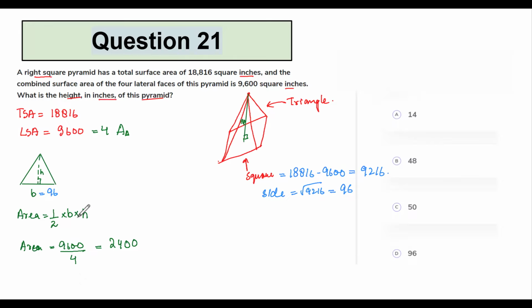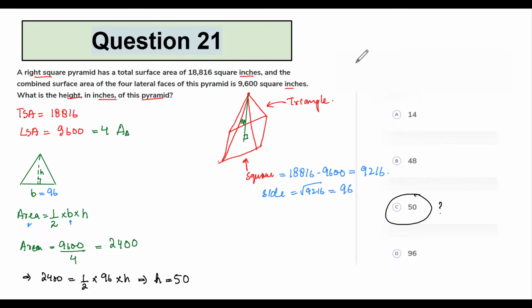Okay, I found B. Now I can plug in the B in this and area in this to find my H. That's what I'm gonna do now. So I will do that here. 2400, which is my area, is equal to half of base, base I found to be 96, times the height. From here, I'll figure out my height. Height would be 50. Is this my answer then?